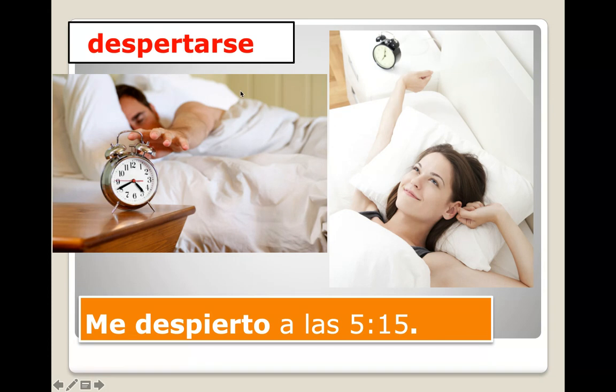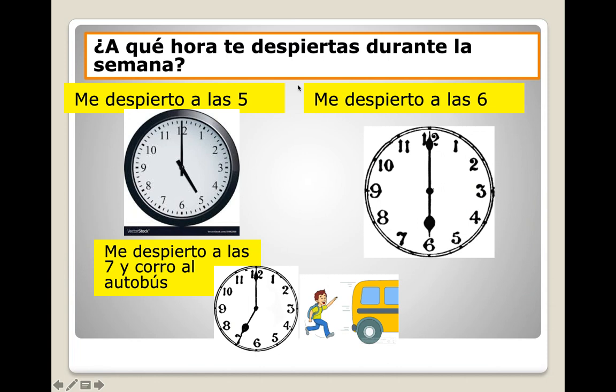So, despertarse. Despertarse. Ok, me despierto a las 5:15. Despertarse. Yo me despierto con una alarma. Despertarse. So afterwards, we will go over the meanings. ¿A qué hora te despiertas durante la semana? Bueno, depende, pero normalmente yo me despierto a las 5, a las 5:30 para alistarme para ir a trabajar. Pero últimamente me despierto a las 7, las 7:30.